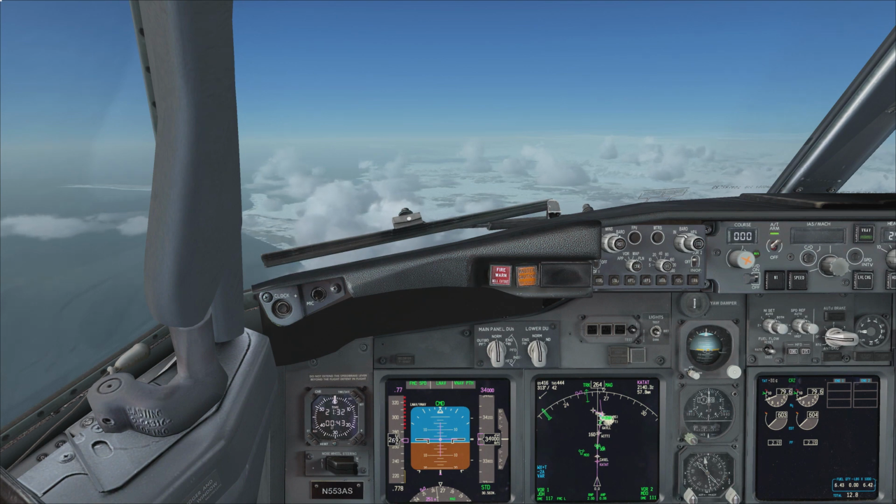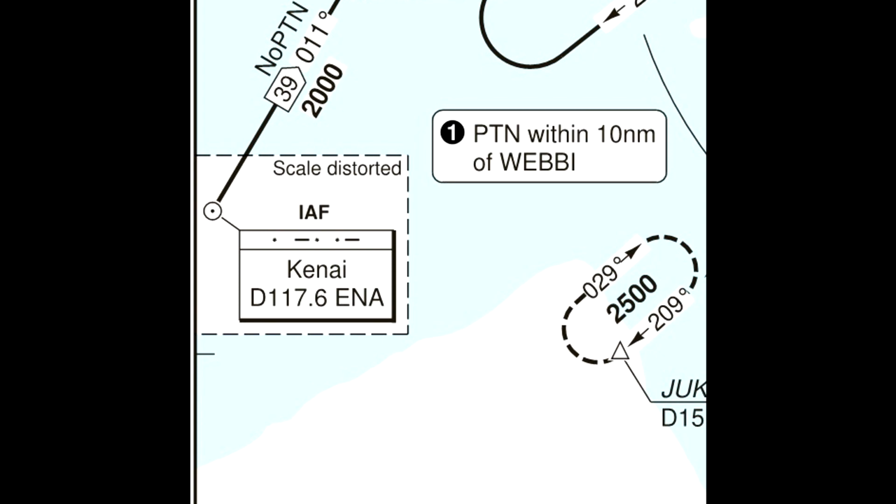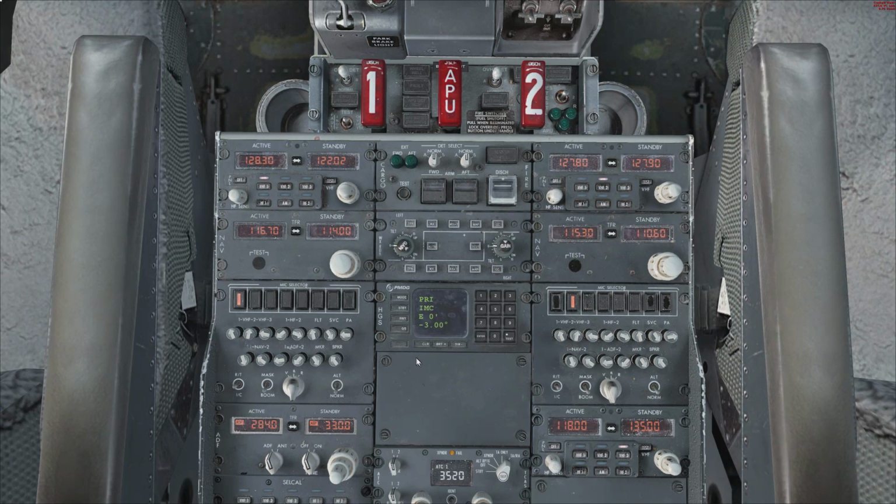The next VOR we're going to be very interested in is Kenai or ENA. So let's take a look at that. We'll go ahead and dial that in on standby. That's 117.6. So we'll just dial this up, 117.6. That is standby. And then there's another radio here which is very, very useful, which is Anchorage, 113.5. So we'll dial that over here as standby.